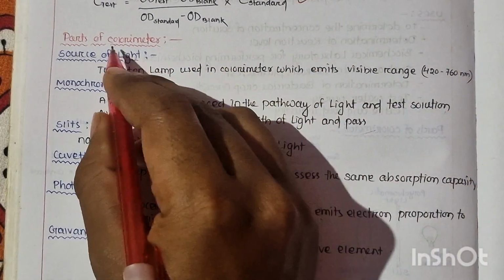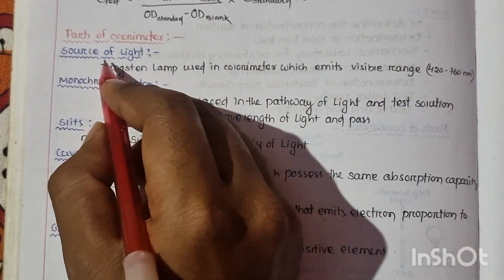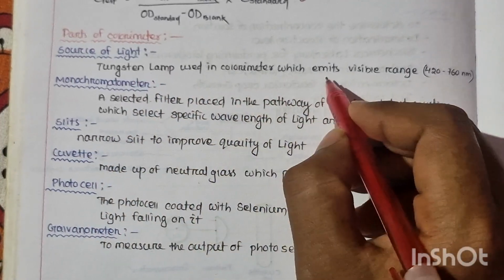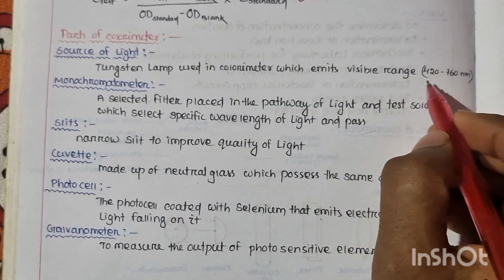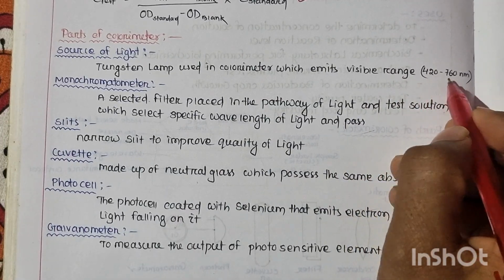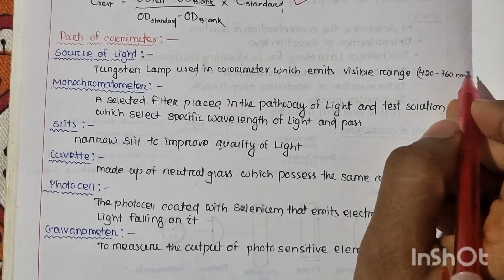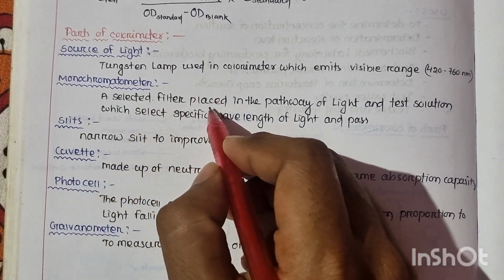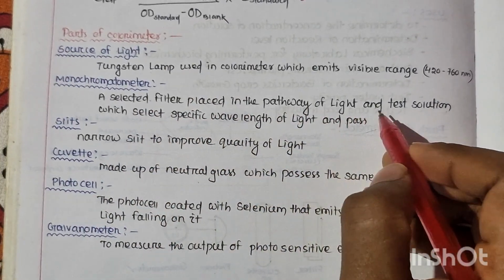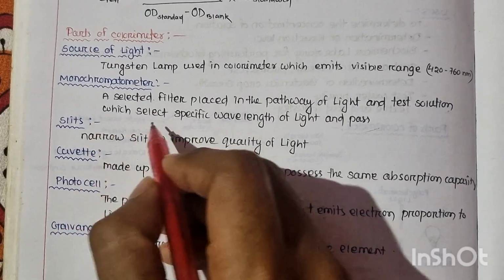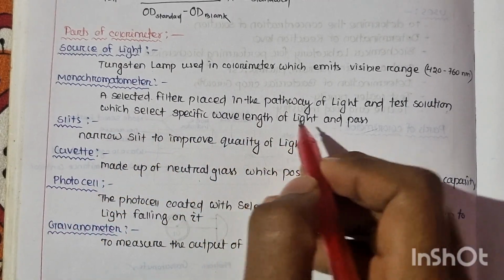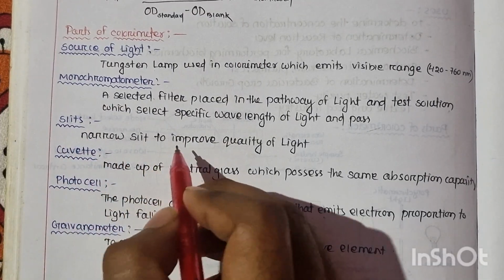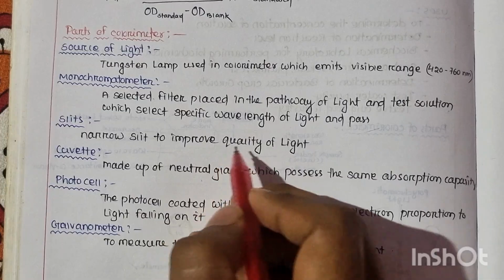Let's see the parts of the colorimeter. First, the source of light. The source of light used in the colorimeter is a tungsten lamp, which emits the visible range, that is 420 to 760 nanometer wavelength of light. Then a monochromator, that is, selected filters placed in the pathway of light and test solution, which select a specific wavelength of light and pass it through. Then a slit, a narrow slit placed to improve the quality of light.